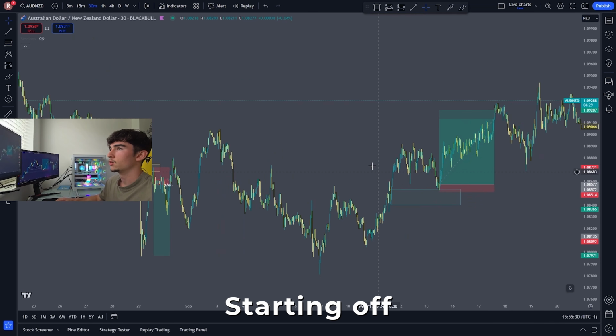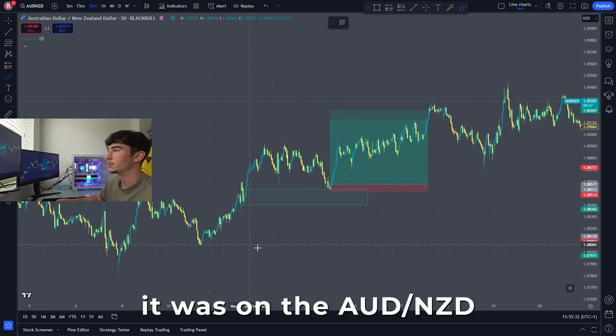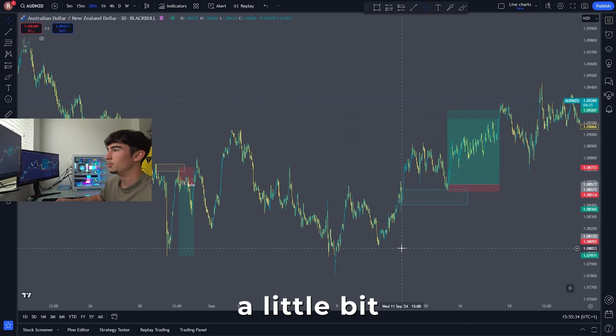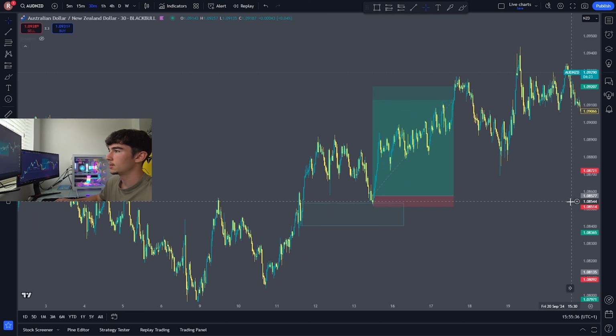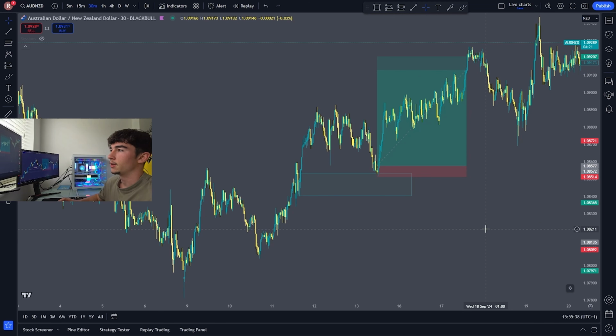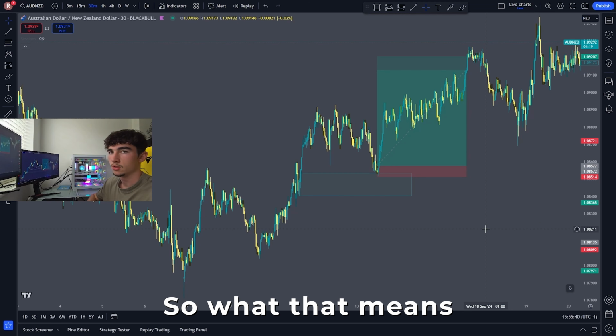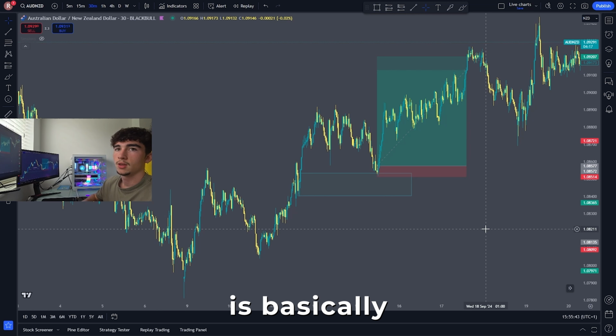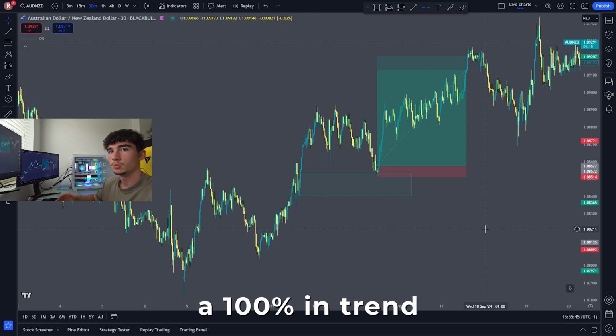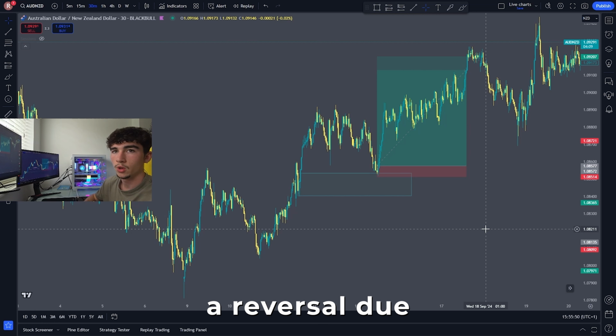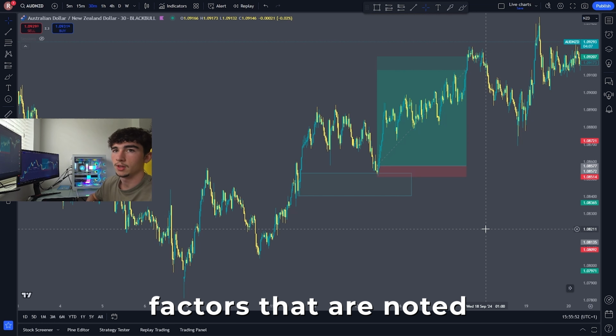this trade. Starting off on this 1 to 10, it was on AudNzd, and this one's a little bit more complicated. It wasn't an A+ trade, I'll probably give it a B, and more or less it was a reversal position. So what that means is basically a position where we're just not really 100% trend, but we're expecting a reversal due to specific factors that are noted, right?